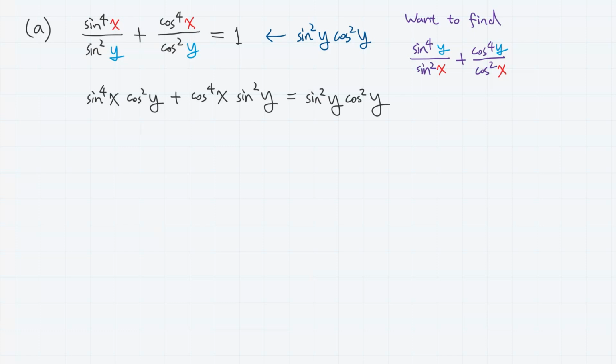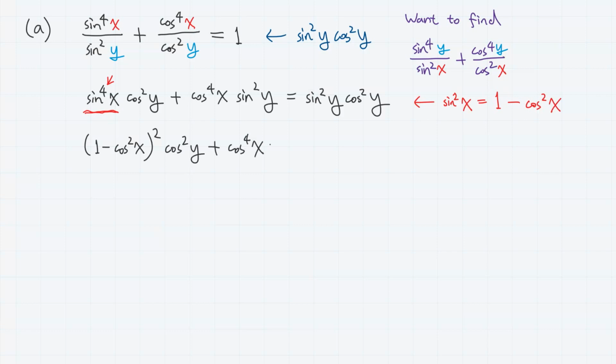And perhaps this is the part where many people get confused about how to apply the trigonometric formula. There can be more than one way to do it, but what I want to do here is to change this sine to the power of 4x using sine squared x equals 1 minus cosine squared x. Then we have 1 minus cosine squared x, squared, because the power of 4, times cosine squared y plus cosine to the power of 4x sine squared y. And let's write it as minus sine squared y cosine squared y equals 0.